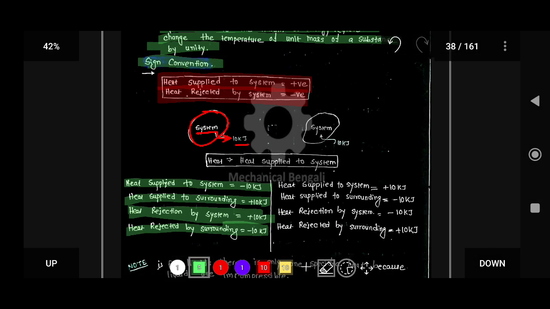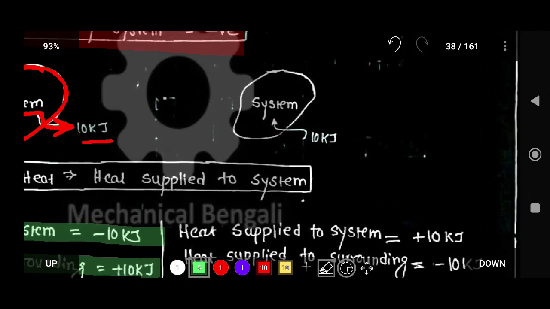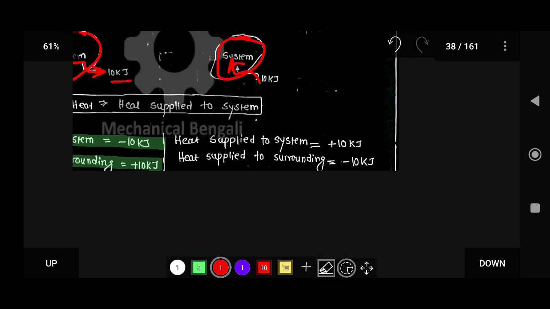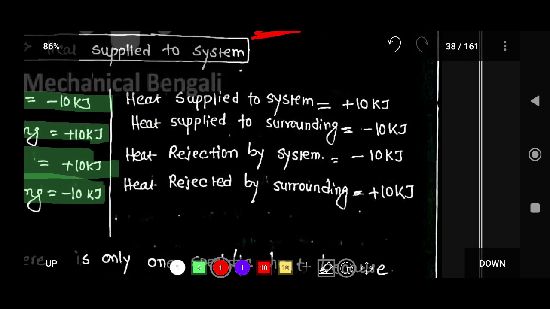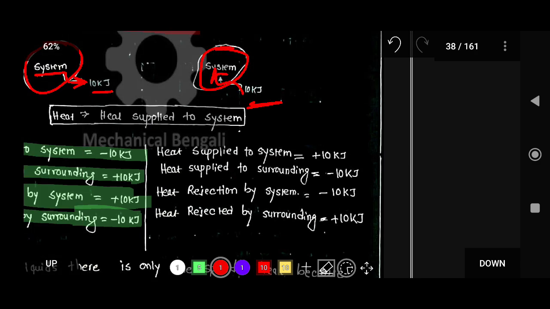Now suppose there is another system. Here the heat is into the system, that is 10 kilojoule. So heat supplied to the system is plus 10 kilojoule.